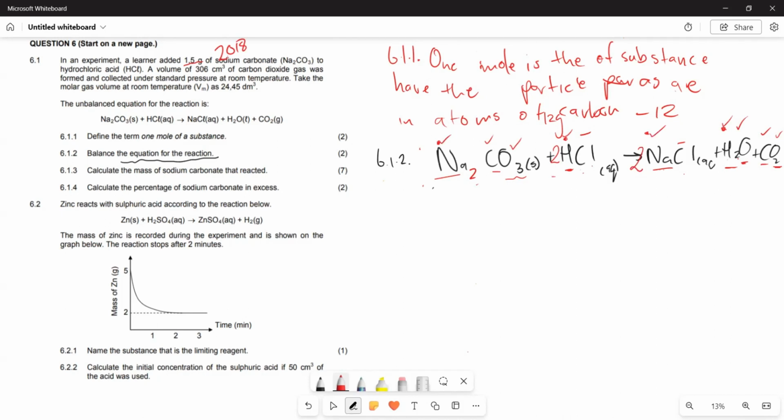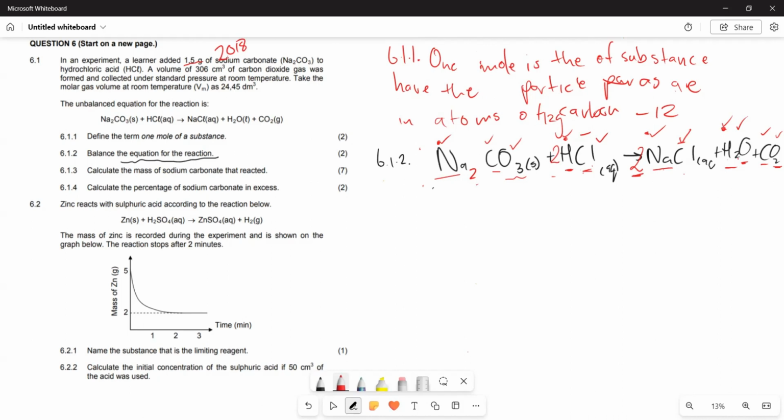Similarly, if you check your chlorine, it is now 2 atoms of chlorine, and on this side again you are having 2 atoms of chlorine. So therefore, this equation of ours is going to be balanced. This is how we are going to balance it.